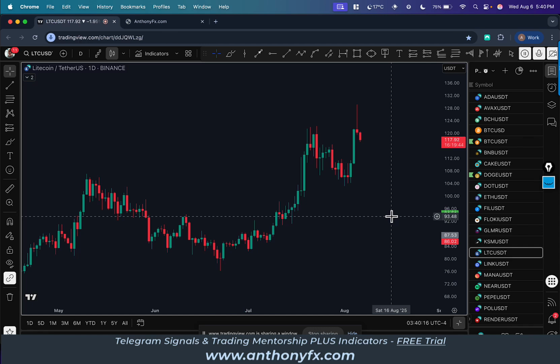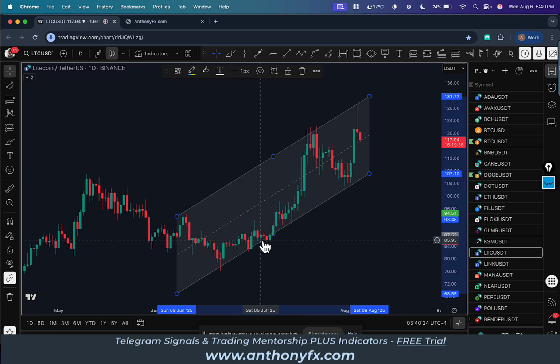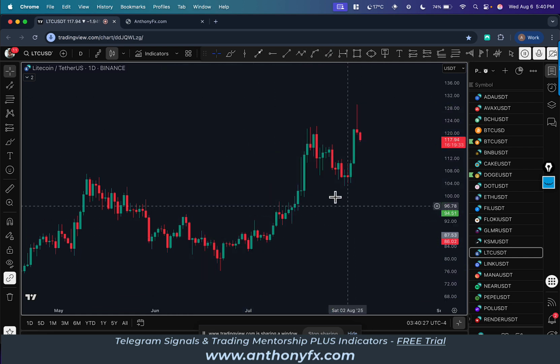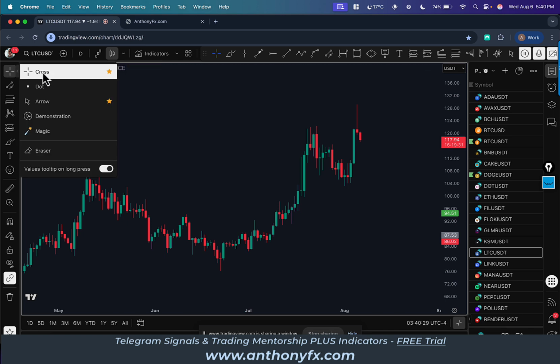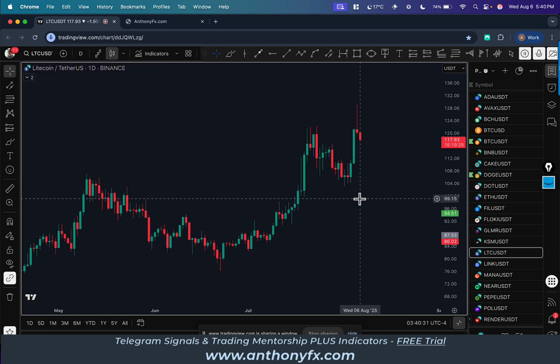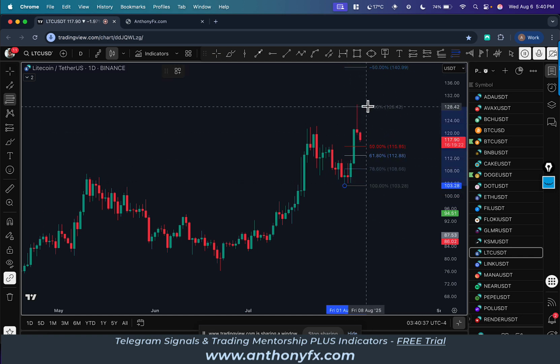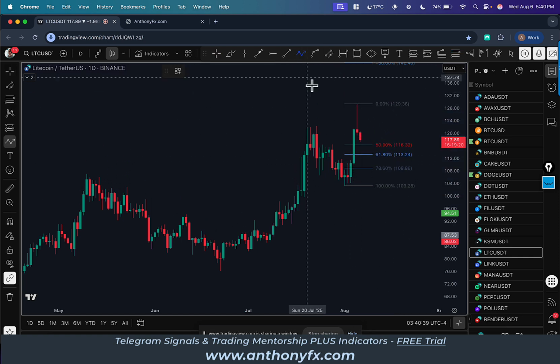Okay, traders, here's my trading plan for Litecoin. It's in a bullish trend on the daily time frame, so I'm looking for buy opportunities. We've got this move here. If I grab the Fibonacci low to high, I'm always looking for the same thing: a pull back into equilibrium, and we're getting that. So I'm looking for a buy opportunity when this shapes up.